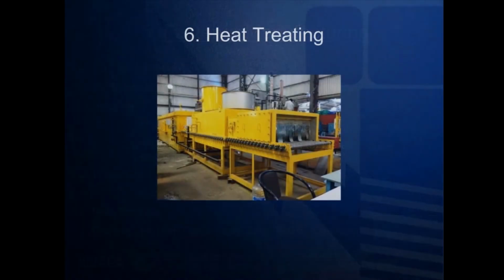The next chapter we will cover is heat treating. One of the two main things heat treating affects is a fastener's tensile strength and hardness. Heat treating is a three-part process: annealing, quenching, and tempering. Let's look at this process in more detail.